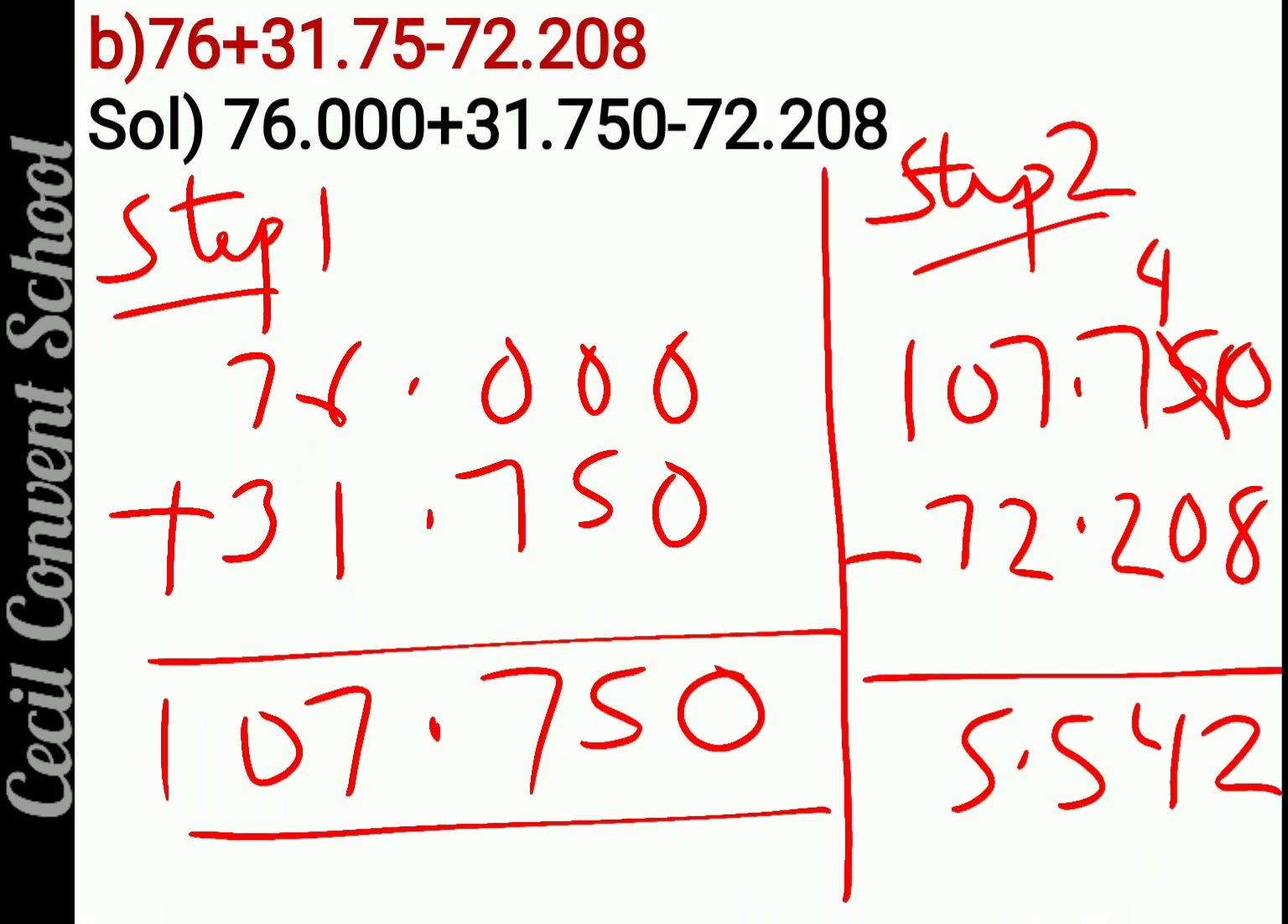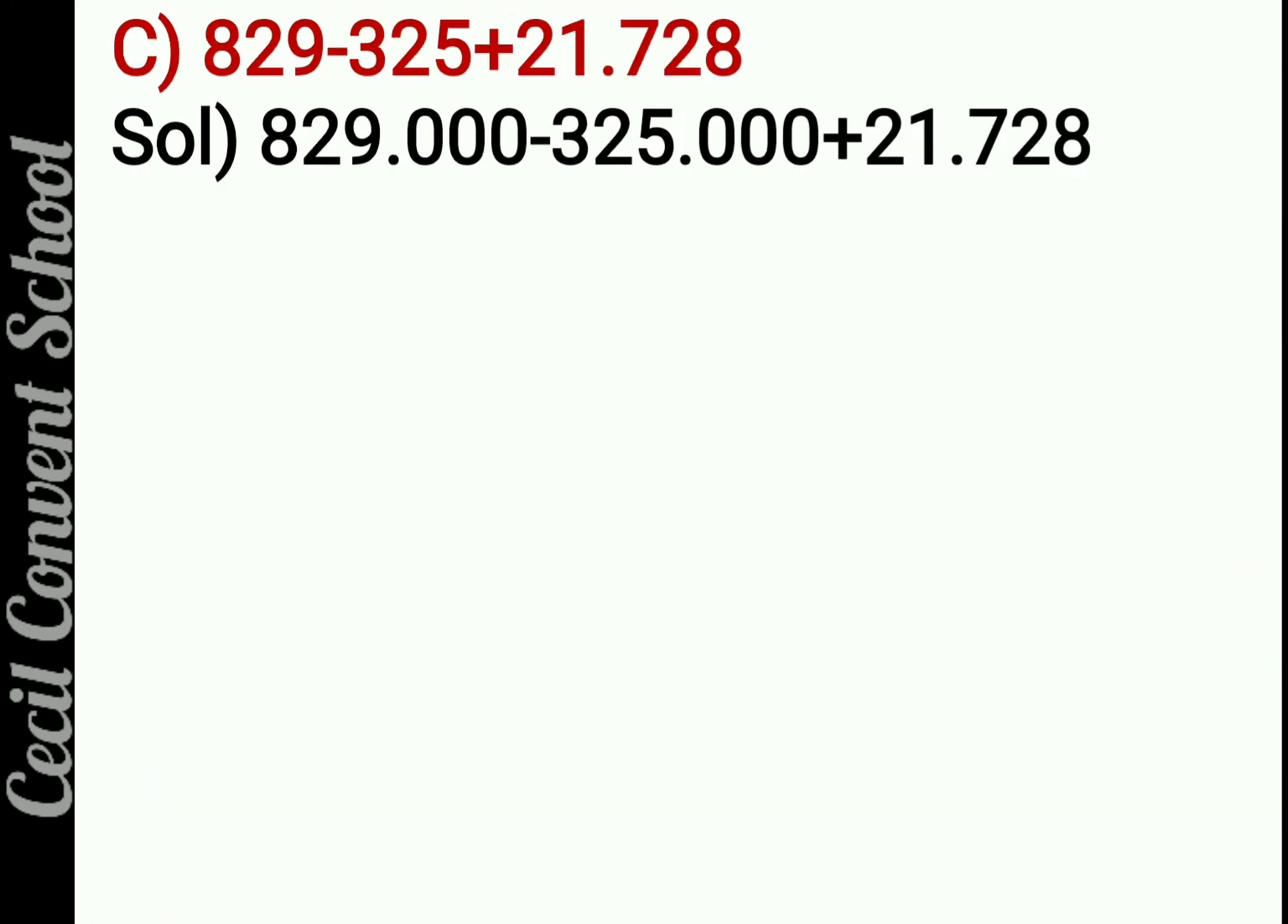From 0 you are not able to minus, so you take from 1. It becomes 0 and it becomes 10. 10 minus 7 is 3. So the answer will be 35.542. Clear? Now we do C part.